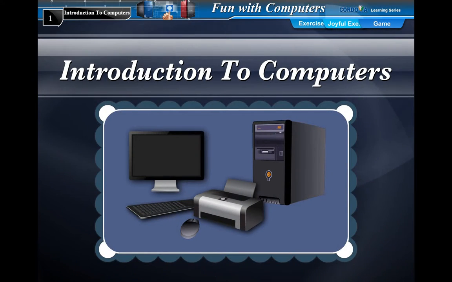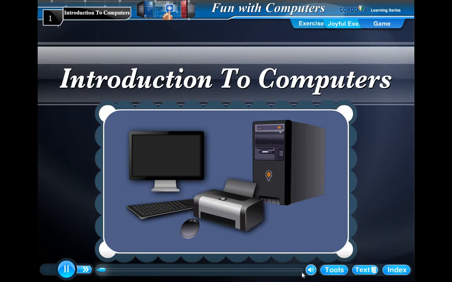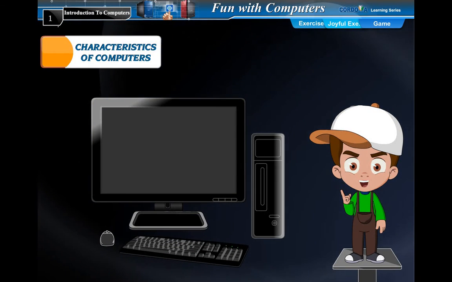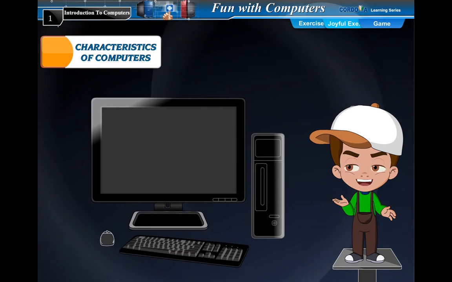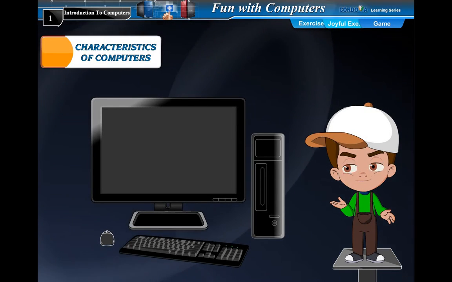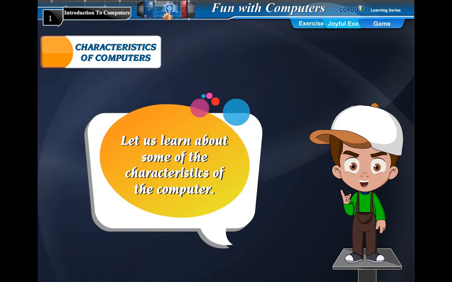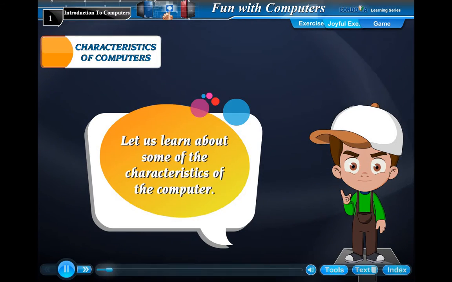Chapter 1. Introduction to Computers. Characteristics of computers. A computer is a very useful machine. It has many characteristics. Some of its characteristics are superior even to human beings. Let us learn about some of the characteristics of the computer.